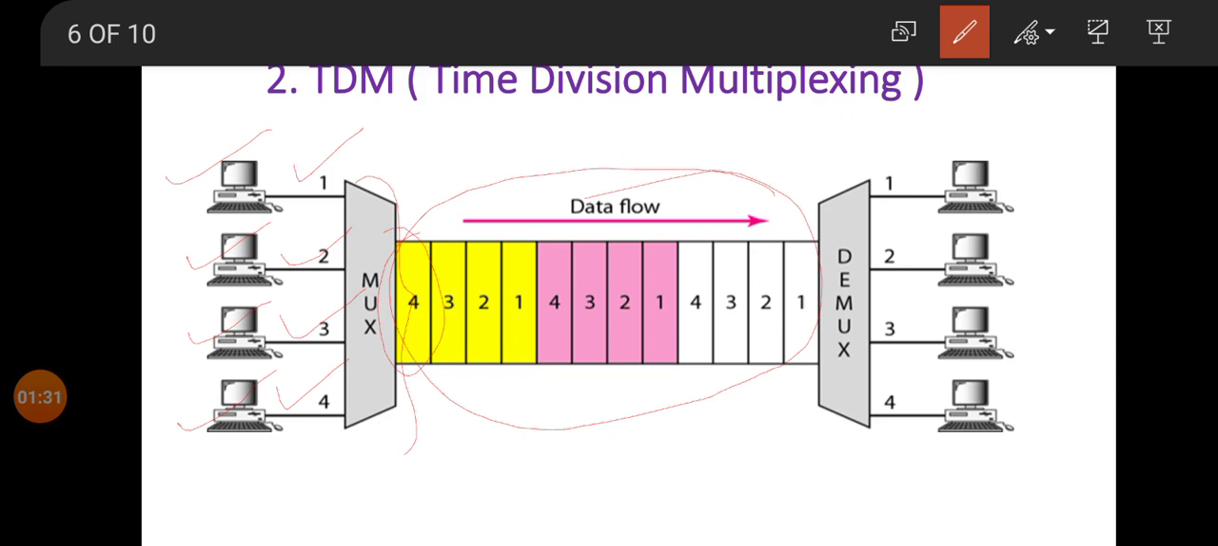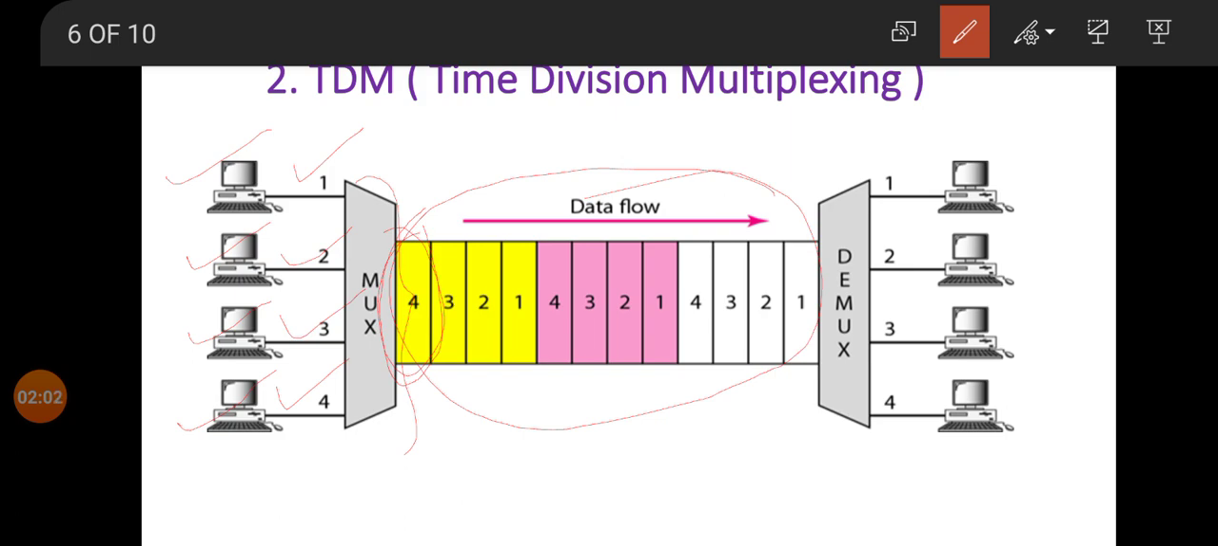That may be for 1 hour. When system 4 gets the specific time, for example 10 to 11, it can transmit its data only within 10 to 11. After 11, it should relieve the channel. It can't transmit its data. It will relieve the channel.